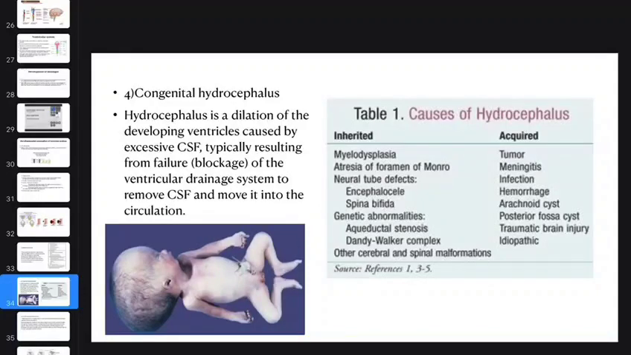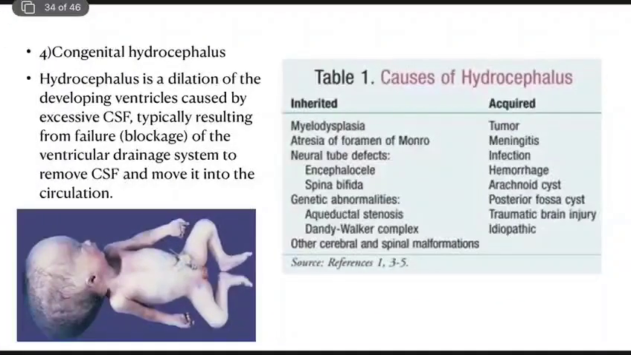Next, coming to congenital hydrocephalus. Hydrocephalus is the dilatation of the developing ventricles caused by excessive CSF, typically resulting from failure, that is the blockage, of the ventricular drainage system to remove the CSF and move it into the circulation. The causes of hydrocephalus may be inherited or acquired.